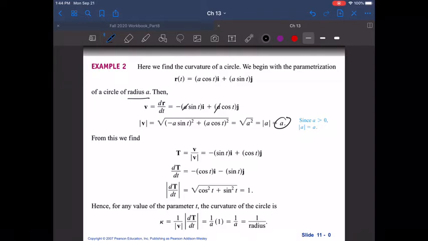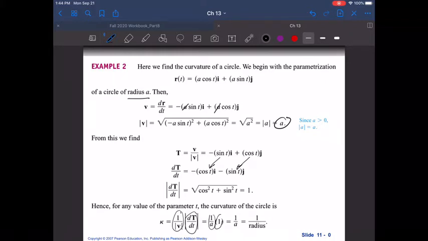And then if we take the derivative with respect to t, sine t becomes cosine, so we take a derivative there, and you get dT/dt, and the magnitude of it is just equal to 1. Hence, for any value of the parameter t, the curvature of the circle is 1 over the radius. So this 1 over v is 1 over a, times 1 is just 1 over a, which is 1 over the radius.